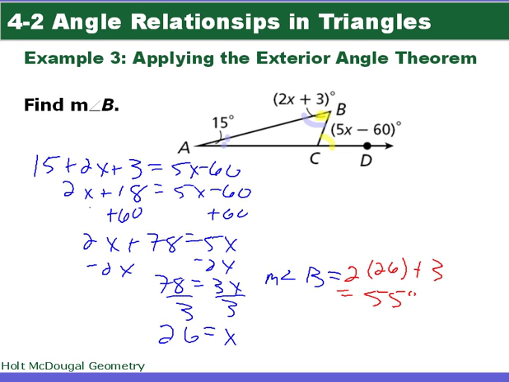Okay, so I use my remote angles theorem. Angle A plus angle B is equal to our exterior angle, which is angle C there. So I substituted the expressions in, combined my like terms, and solved for x, and I get x is equal to 26. And then remember, I want to find the angle, so I'm plugging it back in. B is 2x plus 3, which is 2 times 26 plus 3, or 55 degrees.